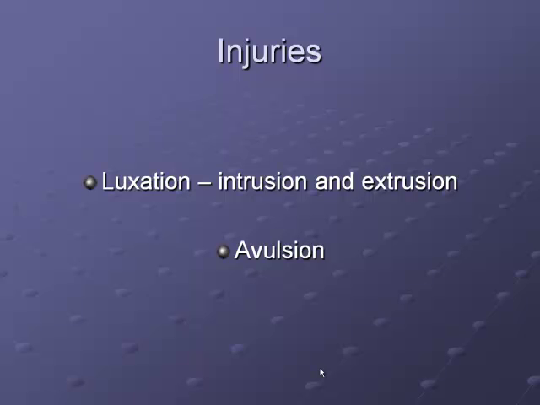There are two types of injuries that occur: luxation, which is the complete dislocation of a joint, and avulsion, which is the complete displacement of a tooth from the alveolar bone. There are also two types of luxation that we will discuss later: intrusion and extrusion.